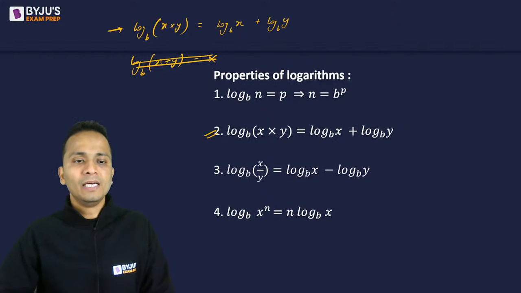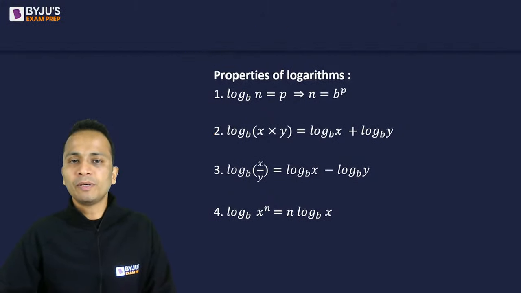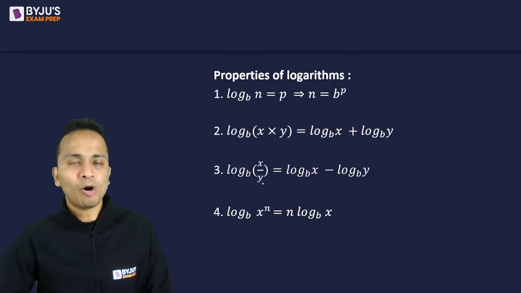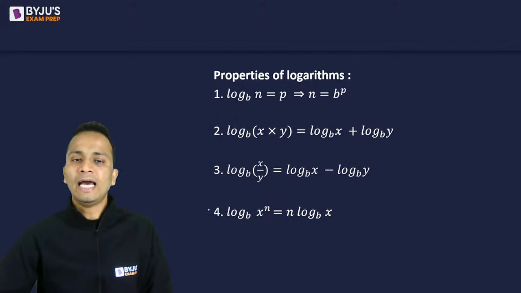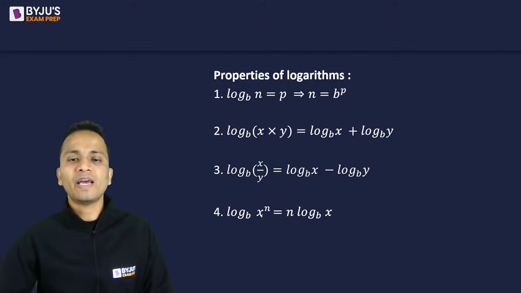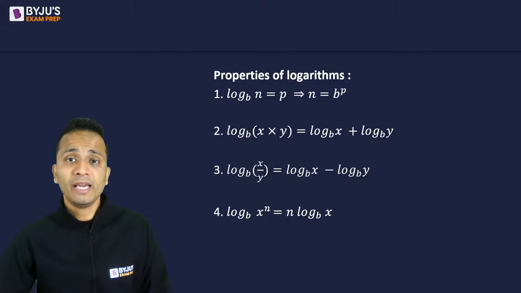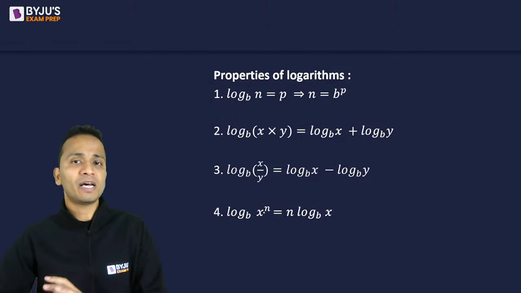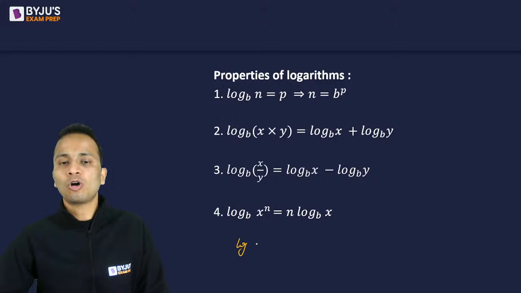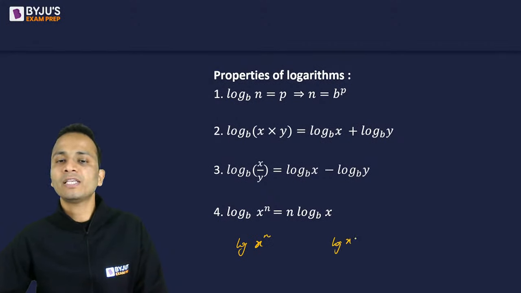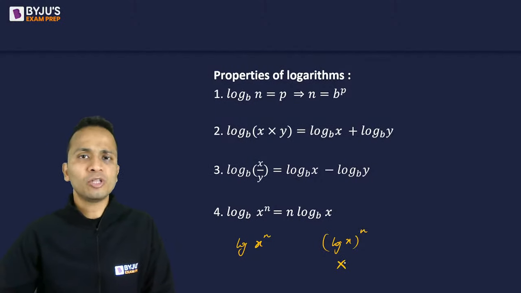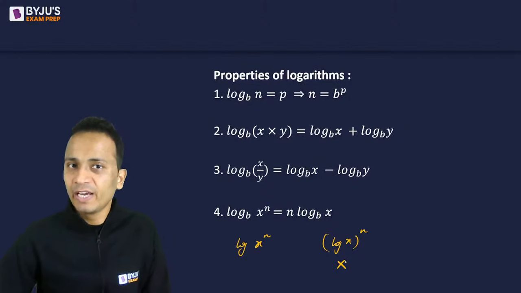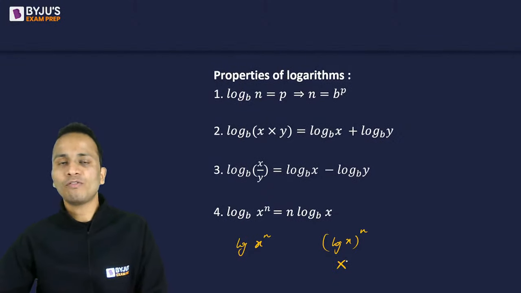Done. Now, similarly, the third property, log of x upon y is equal to log x minus log y. And then the fourth property, log of x raised to the power n. So if x raised to the power n is there, so this is log of x raised to the power n. Don't confuse it with log of x whole raised to the power n. So it's not log of x whole raised to the power n. N is the power of x, not the power of log x.